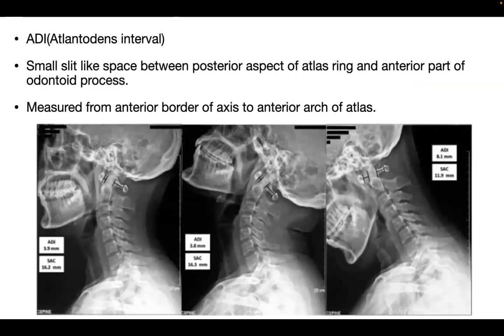Coming to a few definitions, the atlanto-dens interval is a small slit-like space between the posterior aspect of the atlas ring and the anterior part of the odontoid process. It's measured from the anterior border of the axis to the anterior arch of the atlas. In this image, the first is the lateral view in a neutral position, and when you see the extension view followed by the flexion view, there is an increase in the atlanto-dens interval, which shows there is atlantoaxial instability.